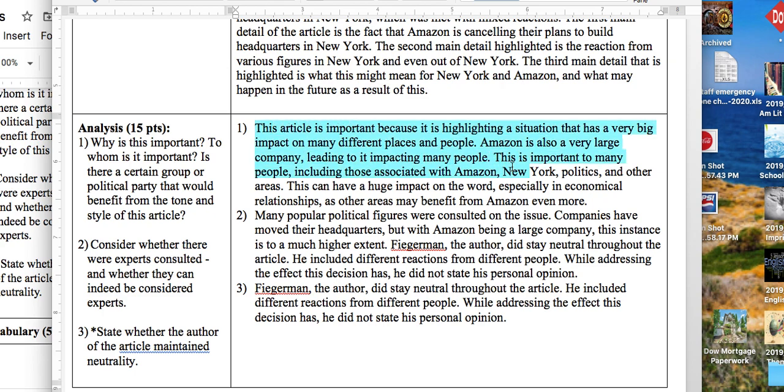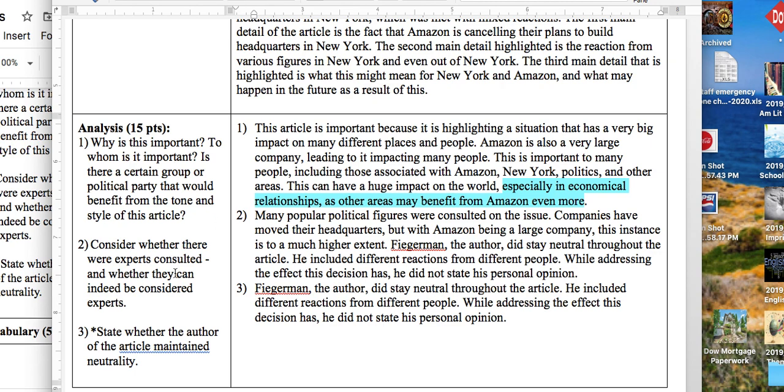It's important because it highlights that it has a very big impact on different people and places. Amazon is also a very large company, leading to impacting people. This is important to many people, including those associated with Amazon, New York politics and other areas. Huge impact on the, I would think that means world. Look at that. Especially in economical relationships, as other areas may benefit from Amazon even more.